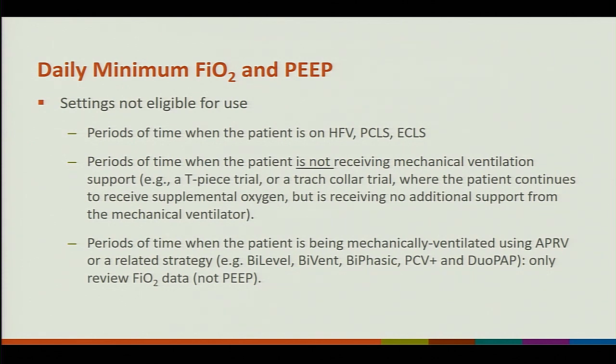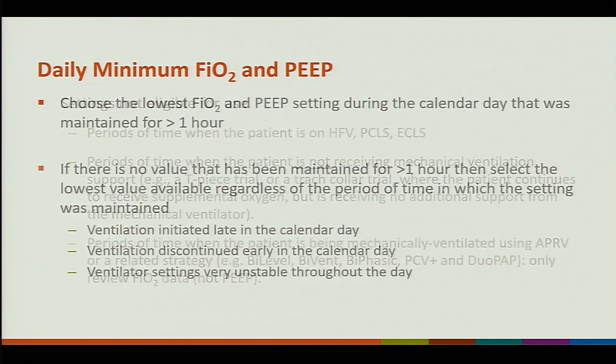You want to exclude settings that are documented during times when a patient is on an excluded form, such as high-frequency ventilation or ECMO, or during times when a patient is not receiving mechanical ventilator support but may have an artificial airway, such as during a T-piece trial. Also, as a reminder, when patients are on APRV for a portion of the day, you would only review FiO2 data during the period of time that they're on that APRV.